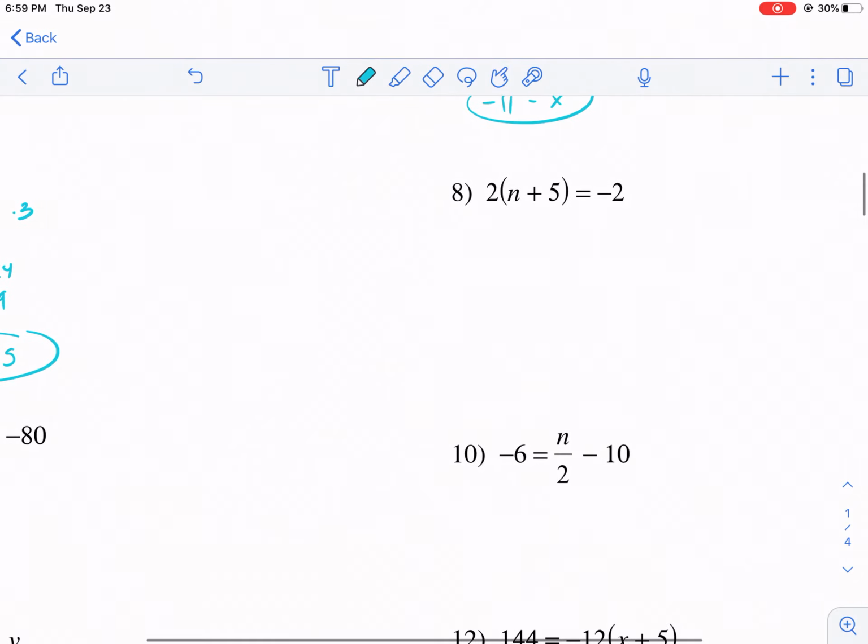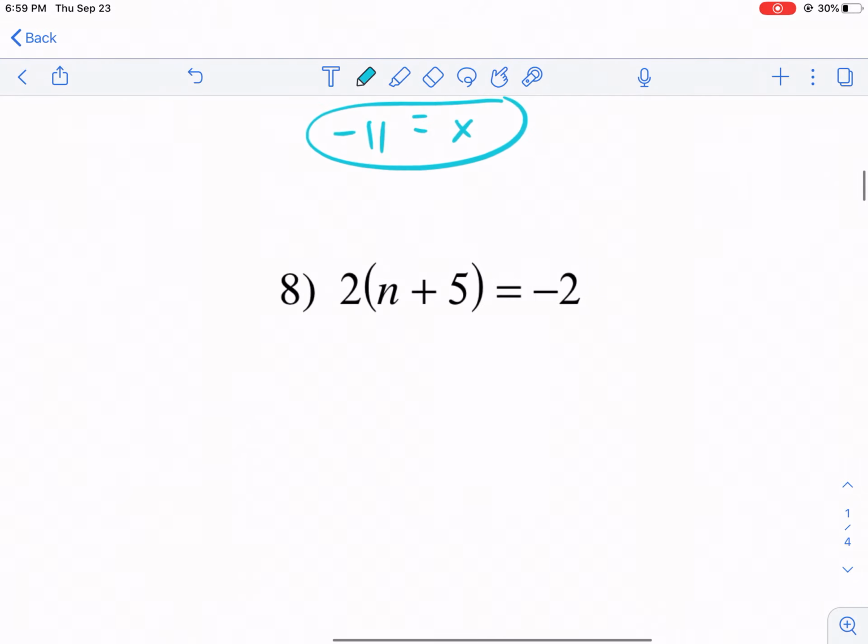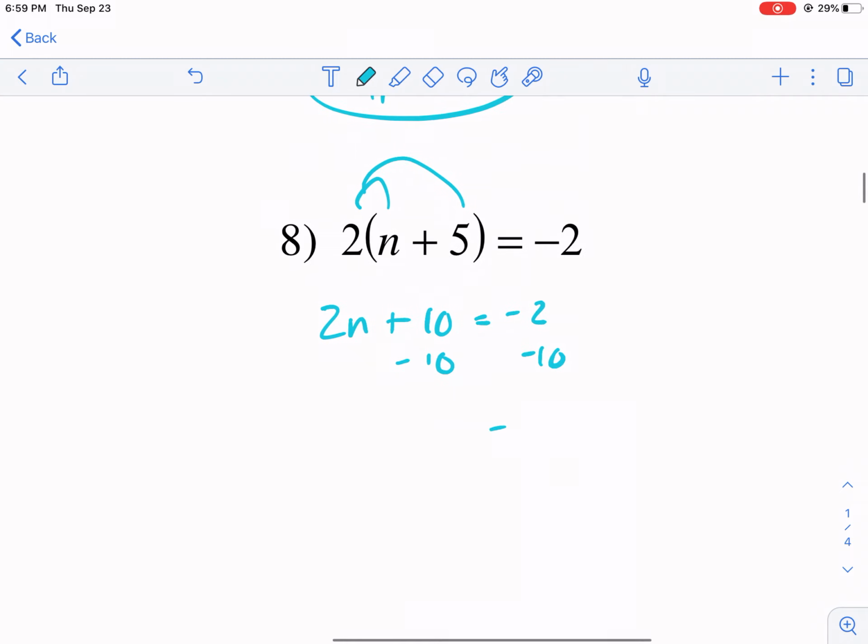Let's do one with parentheses. Okay, in this one, there are a couple different ways to do it. Some people would probably want to distribute first and then go from there. I'll show you what that looks like. 2n plus 10 equals -2. That one looks a lot better for most students. And then you'd subtract 10, you get -12 equals 2n. And you would divide by 2, n equals -6. That's one way to do it.